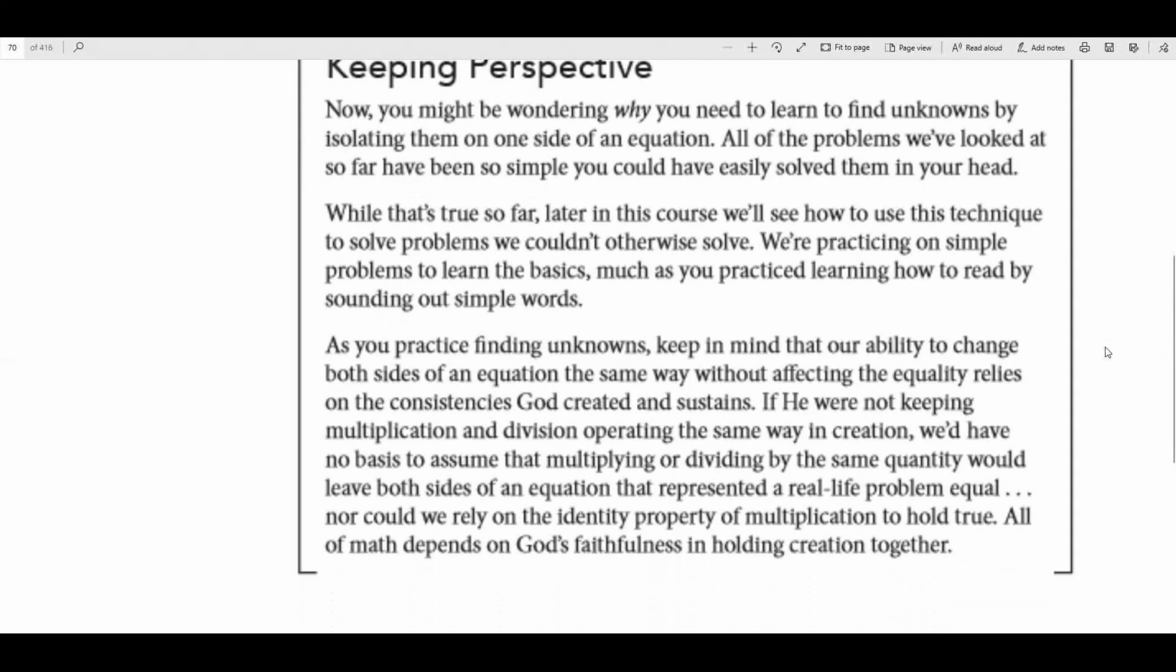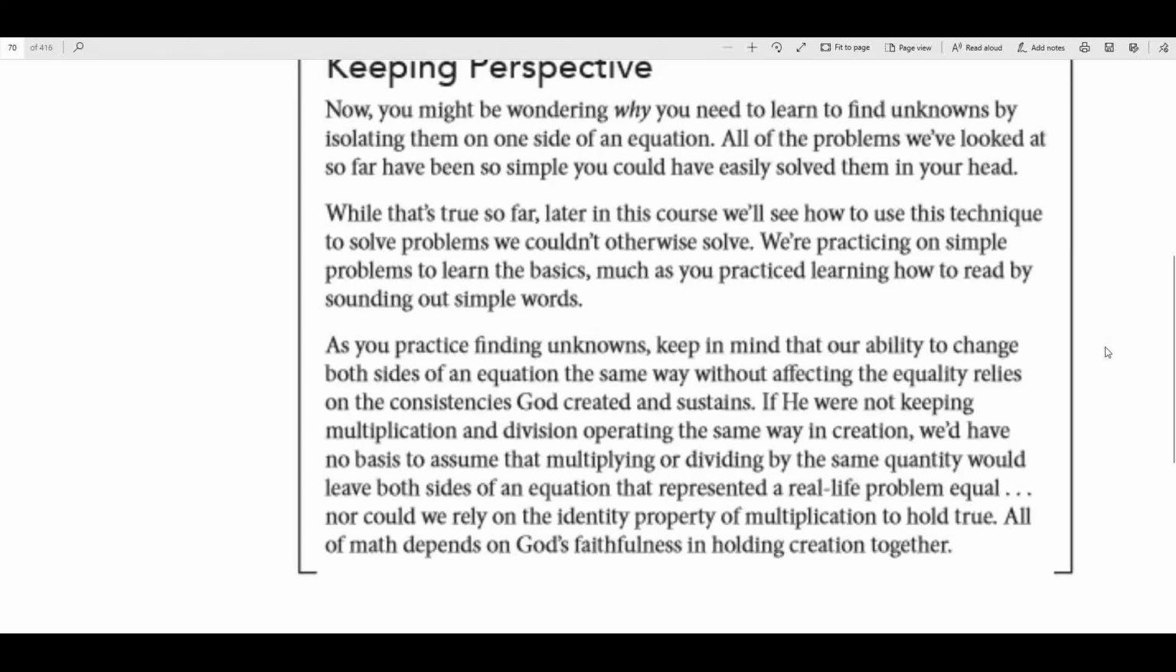Now, you might be wondering why you need to learn to find unknowns by isolating them on one side of the equation. All the problems we've looked at so far have been so simple, you could have just solved them in your head. And that is true, but later in this course, we'll see how to use this technique to solve problems that you could not otherwise solve. We're practicing on simple problems to learn the basics, much as you practice learning how to read by sounding out simple words.